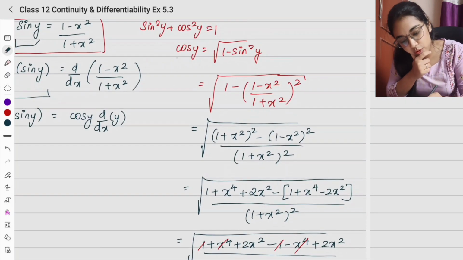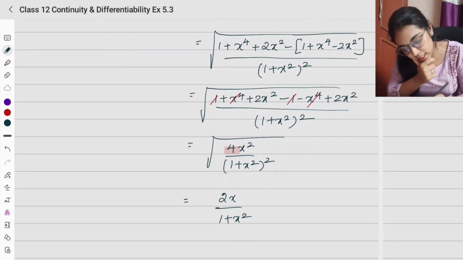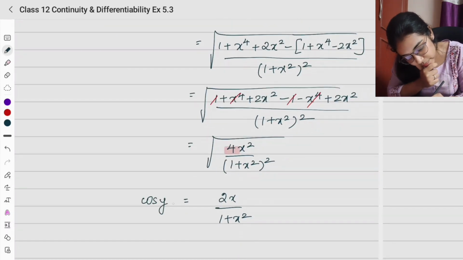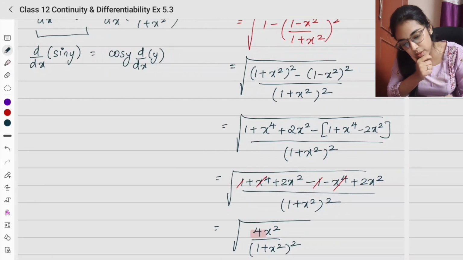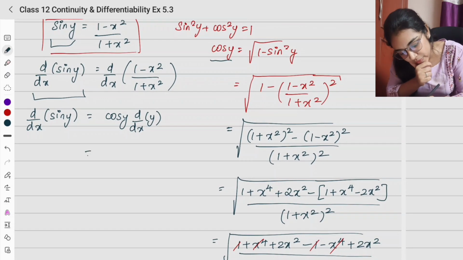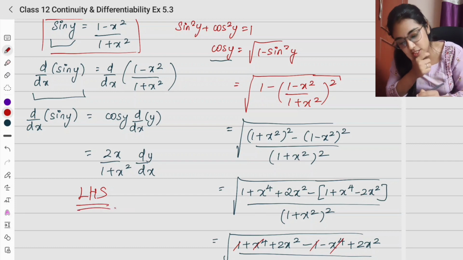Here, what do we get? Cos y we found, which is in terms of sin y already. So this is nothing but cos y. So when I apply this to what we found out, cos y is equal to 2x divided by 1 plus x square. So in that, what do we get? 2x divided by 1 plus x square times dy divided by dx. This is my LHS. So we have solved the LHS by now.